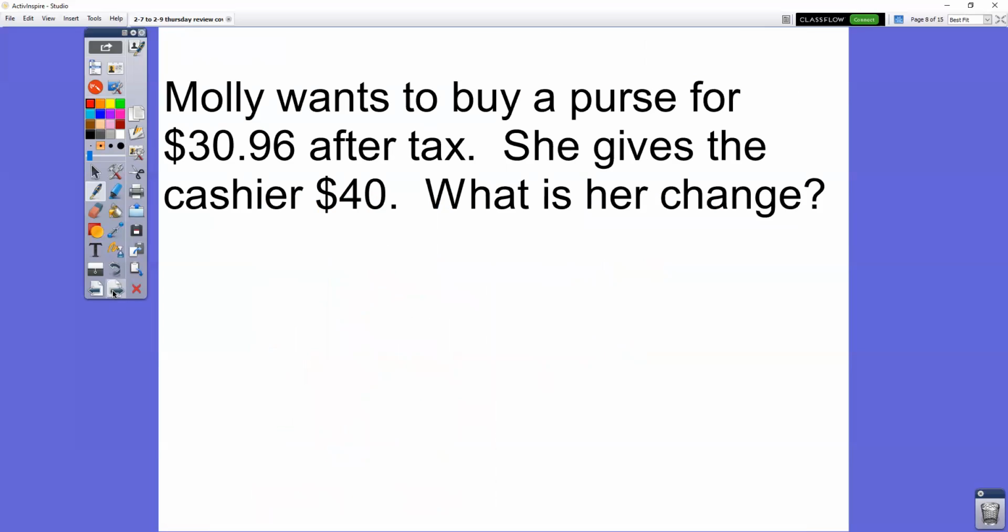So let's take a look at one of these. Molly wants to buy a purse for $30.96 after tax. She gives the cashier $40. What is her change? So immediately when you see a word problem, you should be thinking in your head, if I was just going to solve this, do I need to add, subtract, multiply, or divide the two numbers? Well, if she gives the cashier $40 and she's buying it for $30.96, you want to know how much money she gets back. So you would really be subtracting to solve it. We really need to do 40 minus $30.96.